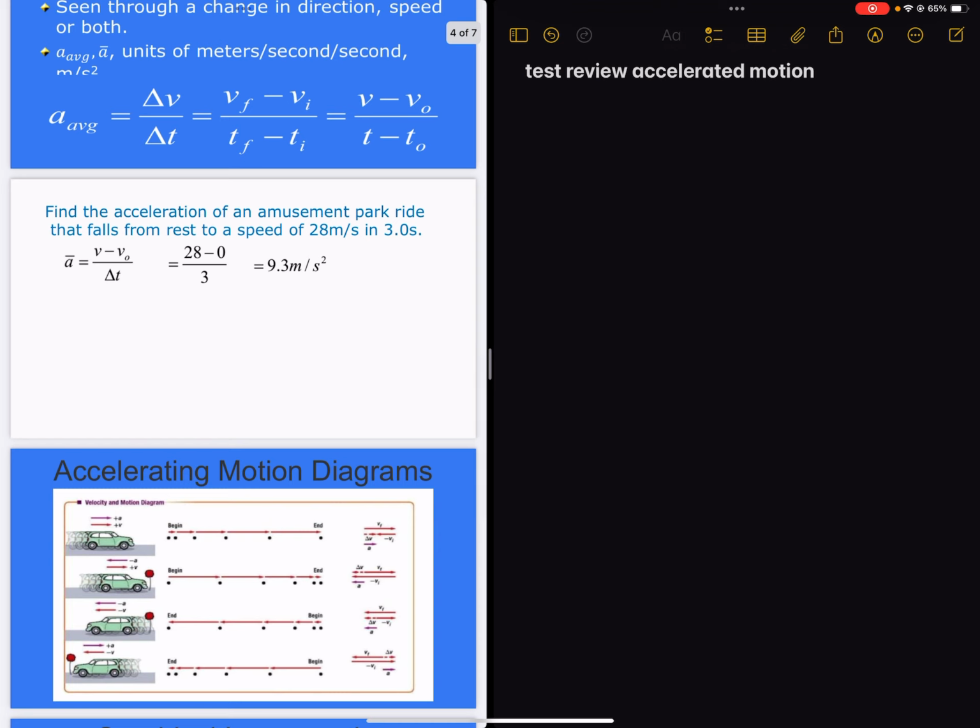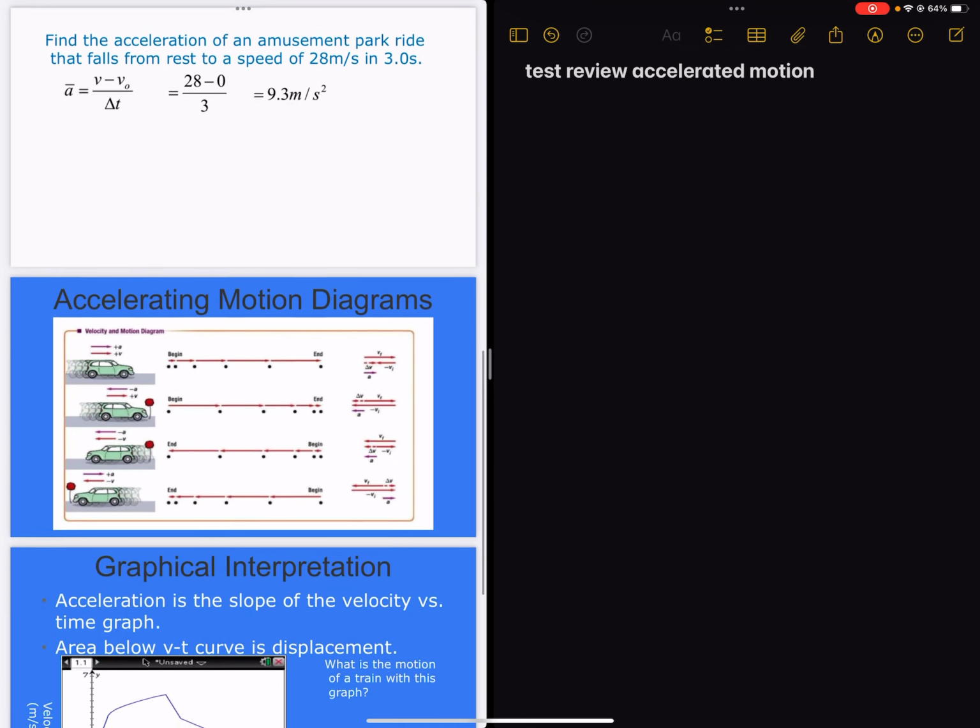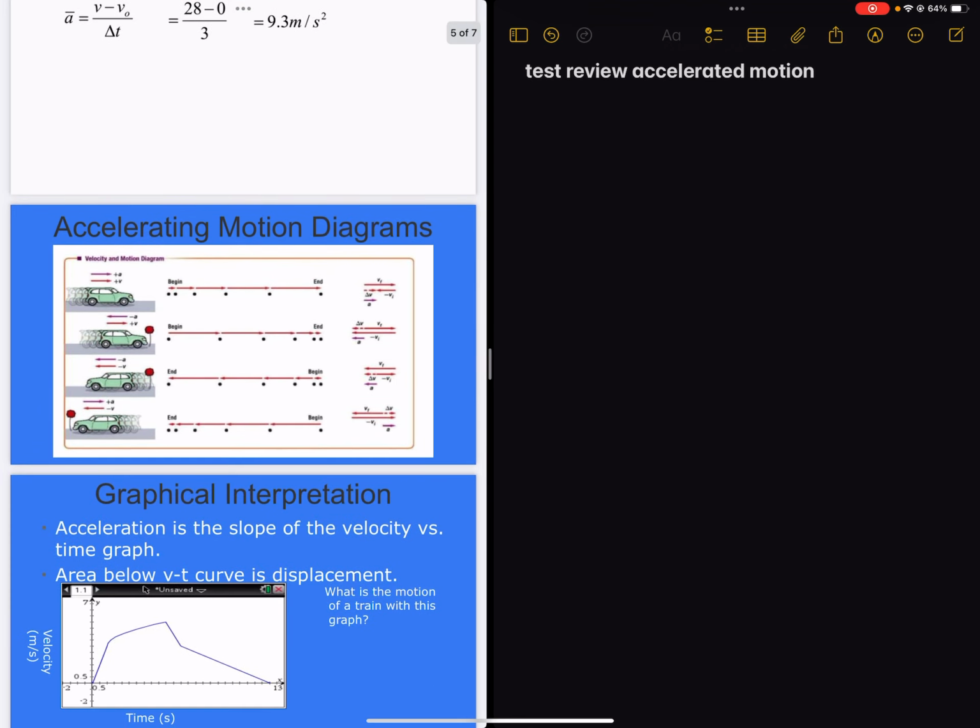So there are some examples in the slide. For example, the acceleration of this amusement park ride. Very simple. Change in velocity over time. You just put in the numbers and you're good to go. Now, the dot diagrams. This is something that we obviously used, but we haven't seen it in a couple weeks, so I just want to make sure your memory is refreshed on how to view these dot diagrams.